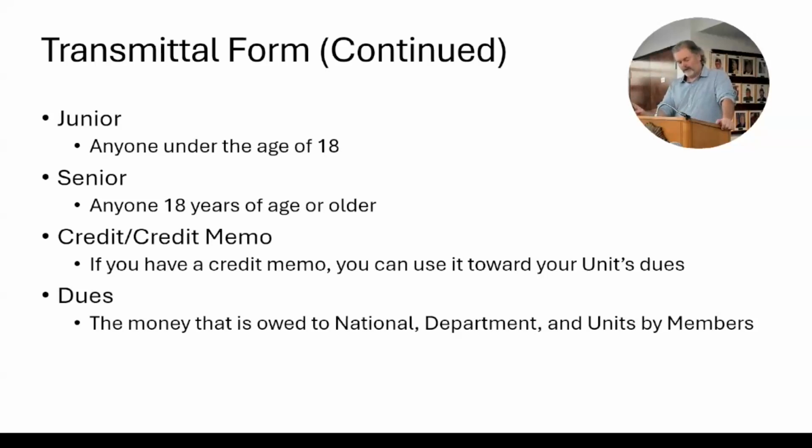Next is going to be your credit memo. So if you have a credit memo that you want to use towards your unit dues, that is something that you would put into the transmittal. If you're going to get a credit, we do have to have a physical credit memo from you. Otherwise we can't process it. And then dues are simply the money that is owed to national, to the department, and to the unit by its members.